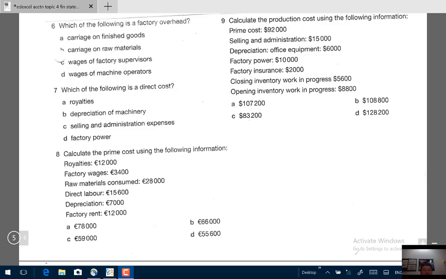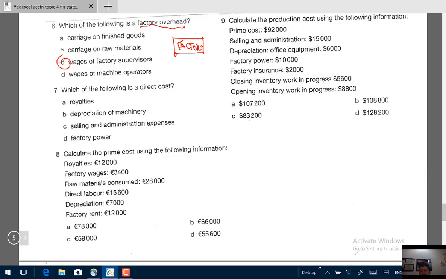Which of the following is a factory overhead? Okay, remember what I told you about a manufacturer's financial statements. The first part of it is to arrive at the production cost, and we are only interested in all the costs incurred in the factory. So carriage on finished goods, no, that would be part of the income statement, not here. Carriage on raw materials, yes, this is part of prime cost. Wages of factory supervisors is factory overhead, so it should be this one. Wages of machine operator is actually a direct labor. Okay, so the only factory overhead is the wages of factory supervisors.